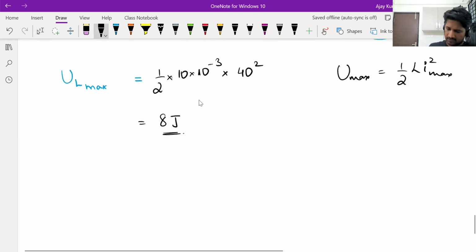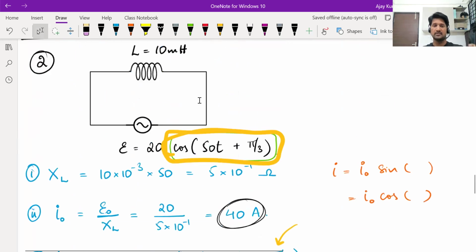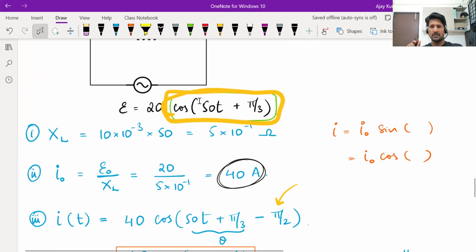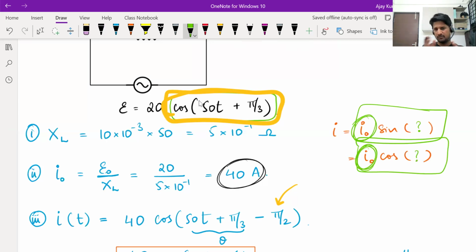Let's solve one problem based on capacitor also. But remember how to write the current equation. Get the peak value because we know current equation is going to be of this form: I naught sine something or cos something. So it's important to get the peak value and then just find out the phase. Peak value, you know how to calculate. If it's a resistance, E naught by R. If it's a capacitor, E naught by XC. If it's an inductor, E naught by XL. That will give you the peak value of current.